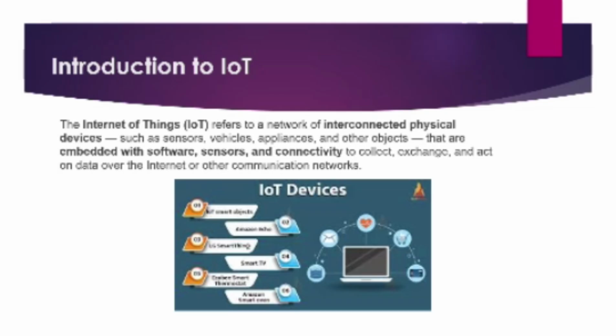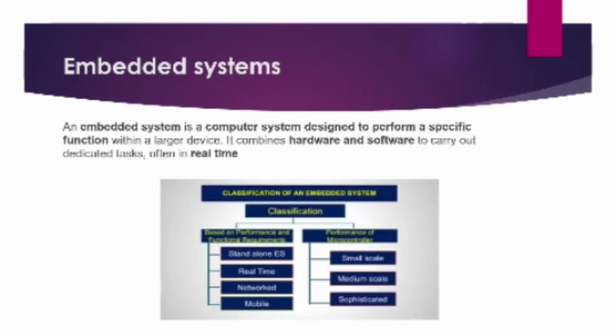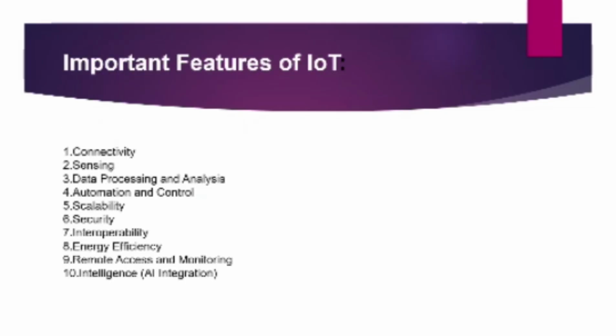other communication networks. These are the important features of IoT. IoT devices are well known for their connectivity, sensing, data processing and analysis, automation and control, scalability, security, interoperability, energy efficiency, remote access and monitoring, and intelligence.